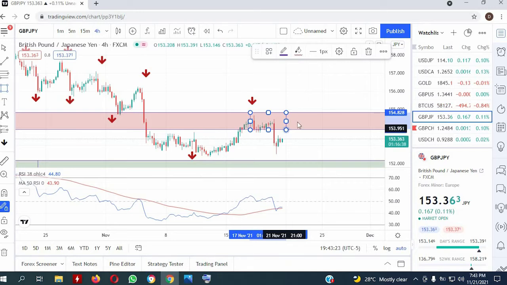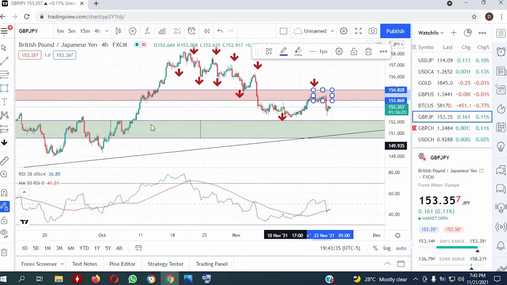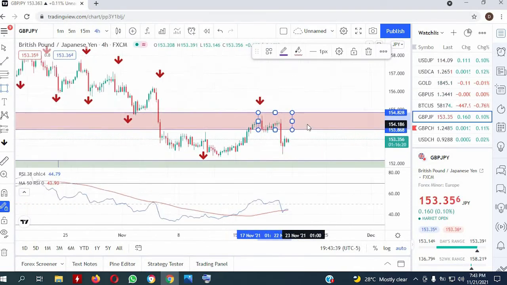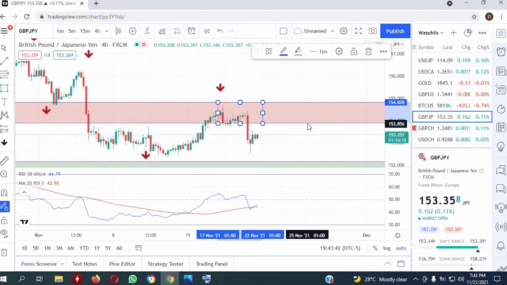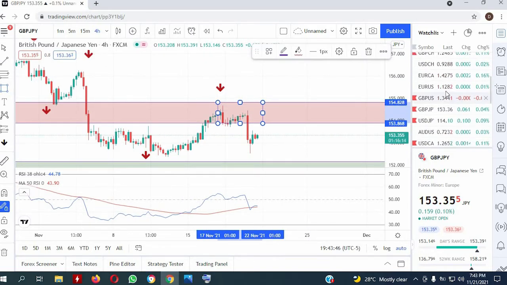Now if the GBP JPY fails to support itself, it will push further up. Now if the GBP JPY supports itself, it will continue the bear trend and push further down into this area. So that's it for the GBP JPY. So let's move over to the EUR USD.